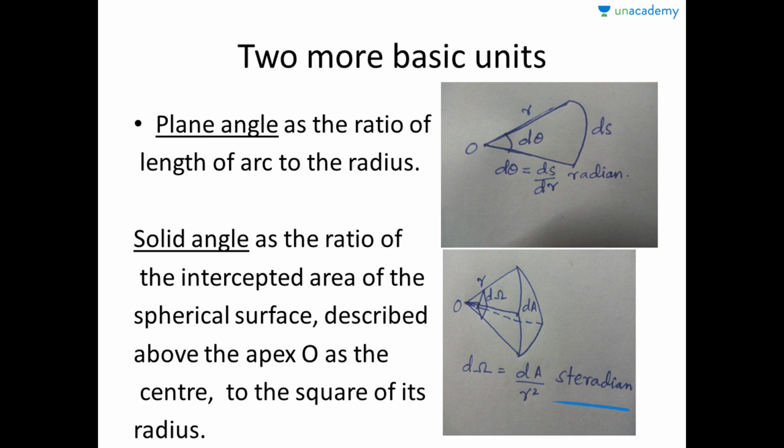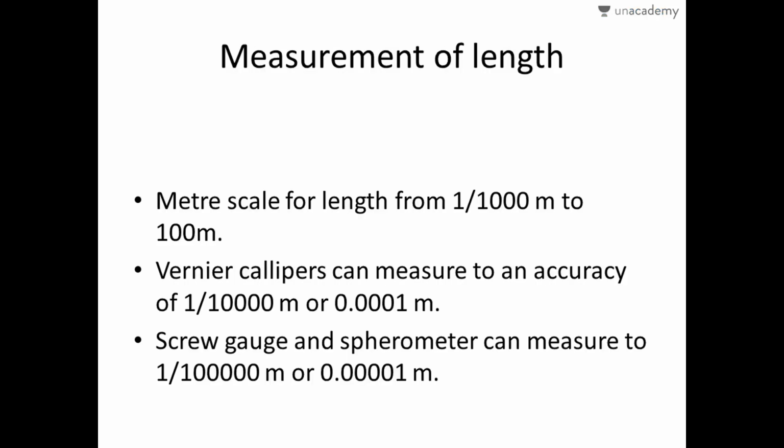The unit is steradian. Now, how do we measure length? A meter scale is used for length from 10 raised to minus 3 meter to 100 meter. A vernier caliper can measure to an accuracy of 10 raised to minus 4 meter. A screw gauge and spherometer can measure up to 10 raised to minus 5 meter.